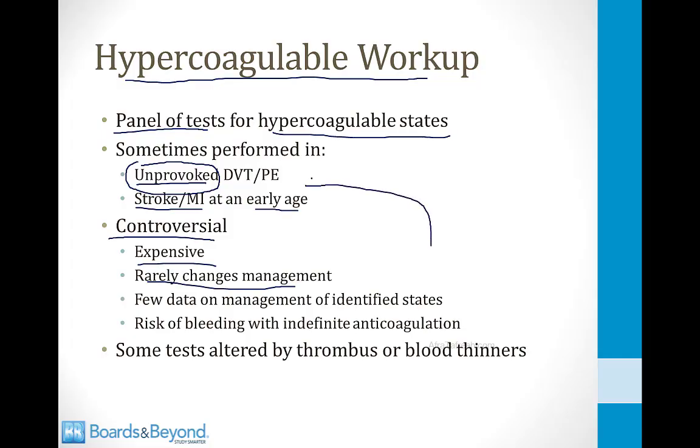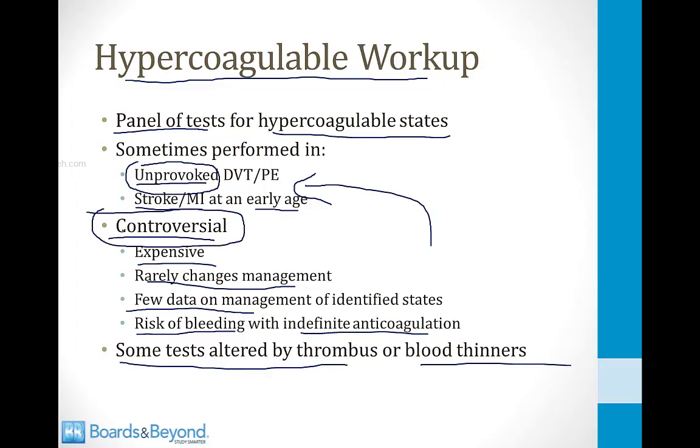Many patients with one of these conditions need to be on blood thinners anyway, no matter what this set of tests reveals. In addition, if you do identify an underlying hypercoagulable abnormality, there are few data on how to manage that. And if you do decide to put the patient on indefinite anticoagulation because of a hypercoagulable state you find, there's a risk of bleeding associated with that. In addition, many of these patients are already on blood thinners, and the blood thinners interfere with many of the tests. So for all these reasons, it's a controversial panel of tests, but you will see it sometimes done.